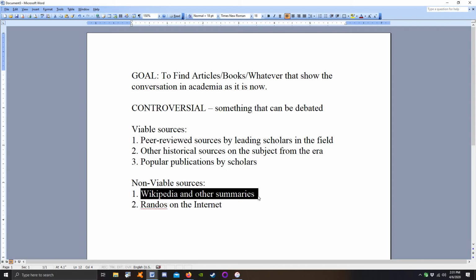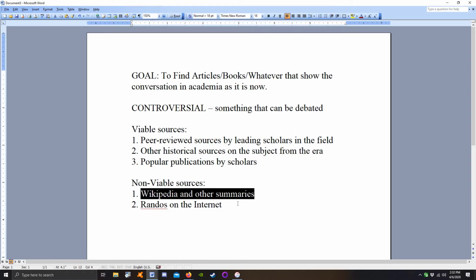So Wikipedia will help you get to that point, as we'll see, but Wikipedia is not the stopping point. Wikipedia will give you tons of information about the conversation. It will not show you the actual conversation as it is happening. So use it carefully. Use it to get yourself to the better resources. Don't use it all by itself.